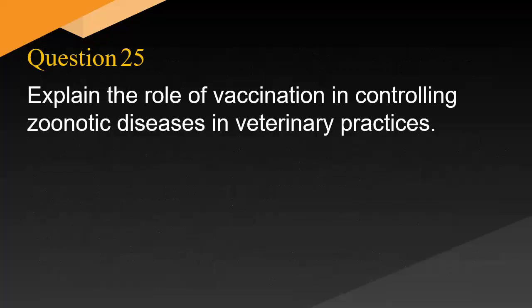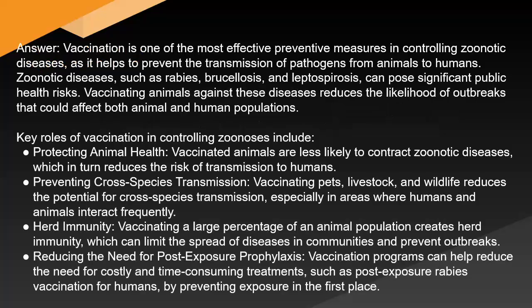Explain the role of vaccination in controlling zoonotic diseases in veterinary practices. Answer: vaccination is one of the most effective preventive measures in controlling zoonotic diseases, as it helps to prevent the transmission of pathogens from animals to humans. Zoonotic diseases such as rabies, brucellosis, and leptospirosis can pose significant public health risks. Vaccinating animals against these diseases reduces the likelihood of outbreaks that could affect both animal and human populations.